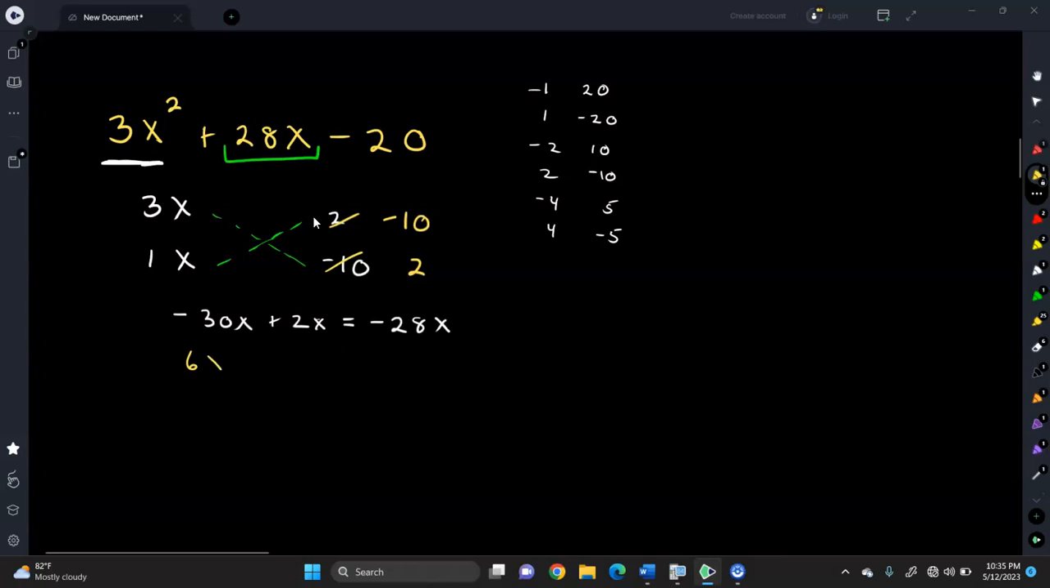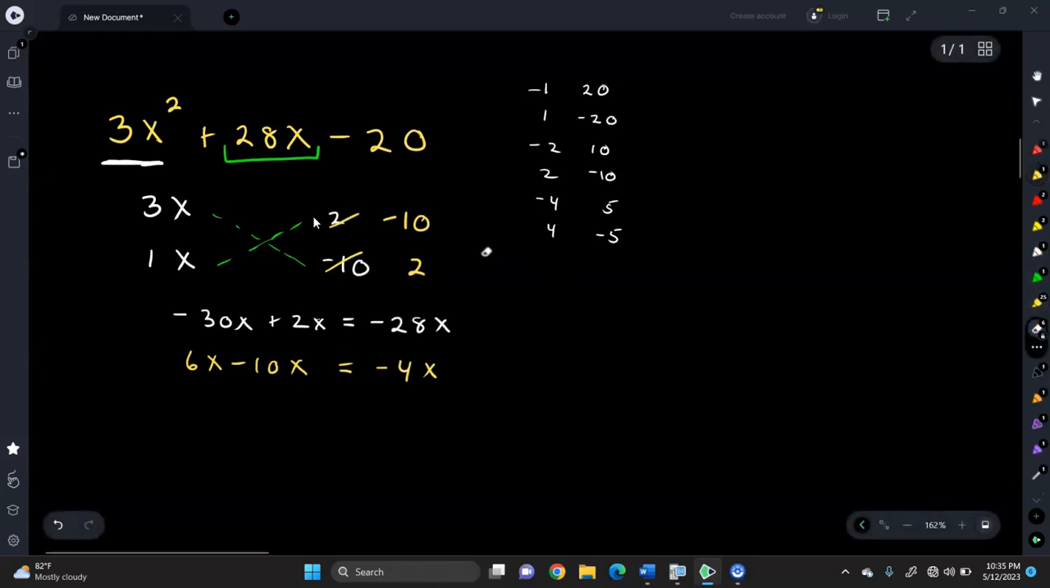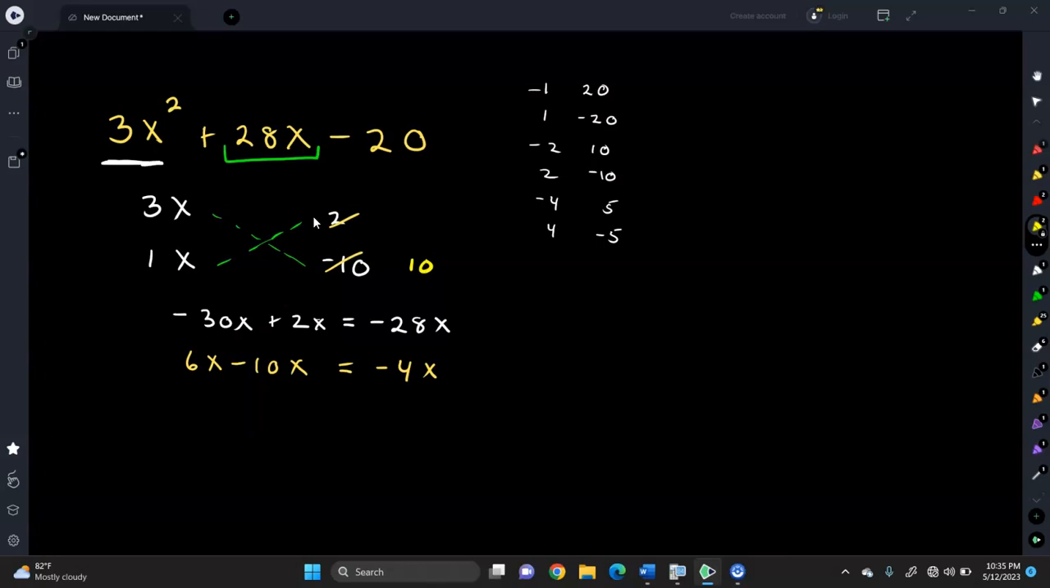That gives us 6x minus 10x. So that didn't work either. So what should we do? Yeah, let's leave that negative 10 and the 2 in the other spot there. Let's put the 10 back down here, the 2 here, but let's switch the negative signs. Now I've got 30x plus negative 2x, and that adds up to positive 28x.